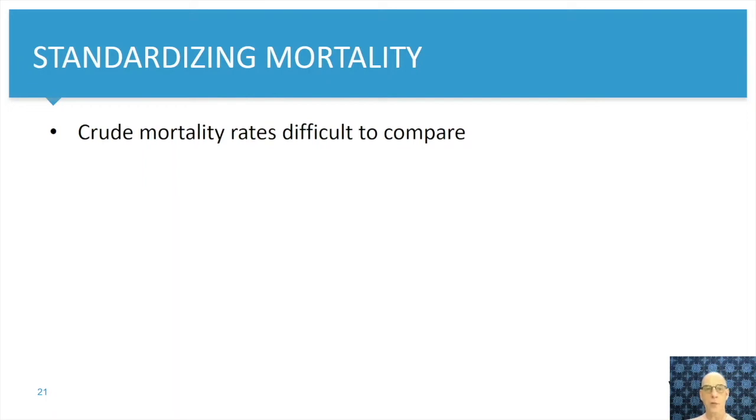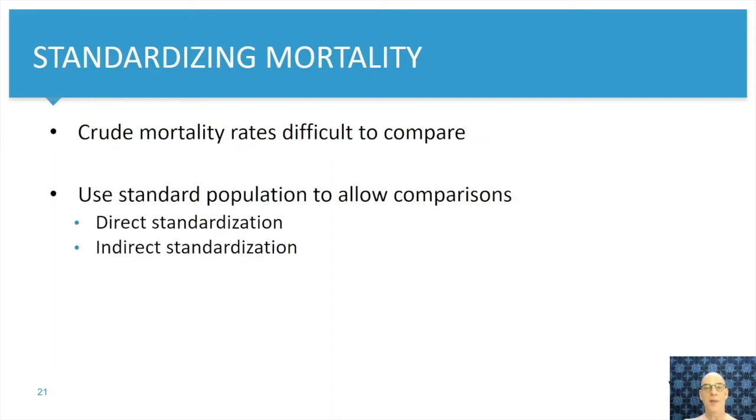And one way of doing that is to standardize mortality. So we standardize the frequency of occurrence when we talk about mortality. And as I said, because the crude mortality rates in a certain population are very difficult to compare, we do that by using a standardized population. And either we can directly standardize the mortality rates or we can indirectly standardize the mortality rates.